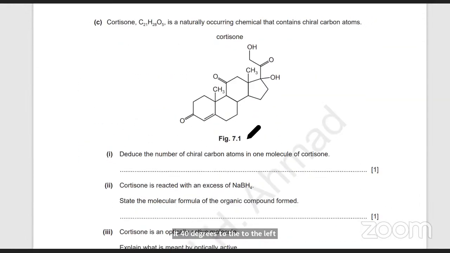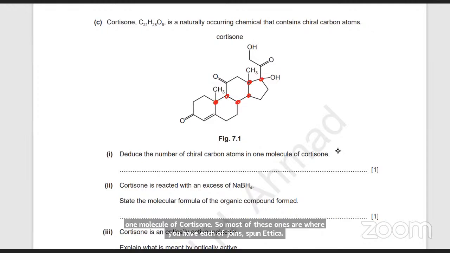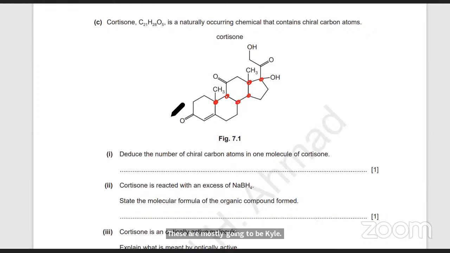Next, deduce the number of chiral carbon atoms in one molecule of cortisone. So most of these ones are where you have your joint spun net. These are mostly going to be chiral. This is CH2 double bond. These are not chiral. This is not chiral. This is CH2. So the rest are not chiral. So I guess that's about it.